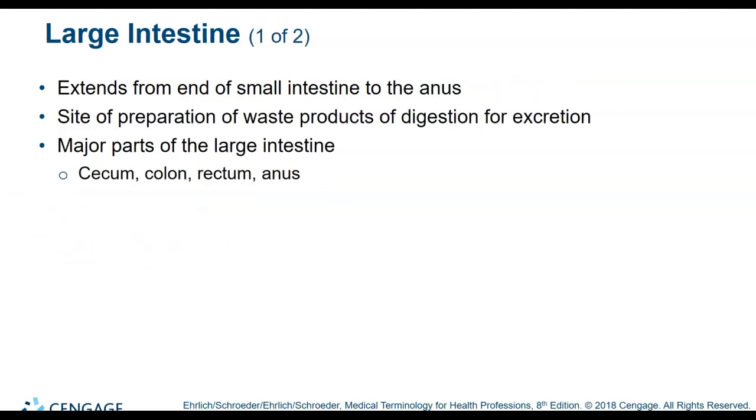The large intestine then extends from the small intestine to the anus, and the function of the large intestine is to prepare waste products. So we have different parts of the large intestine. We have the cecum, the colon, the rectum, and the anus.